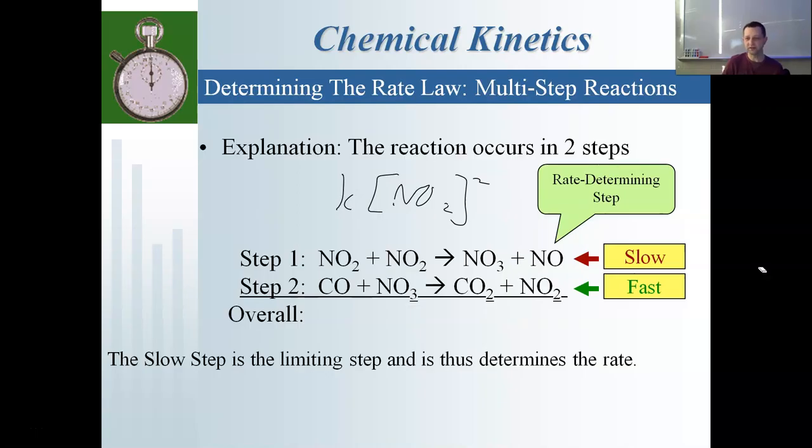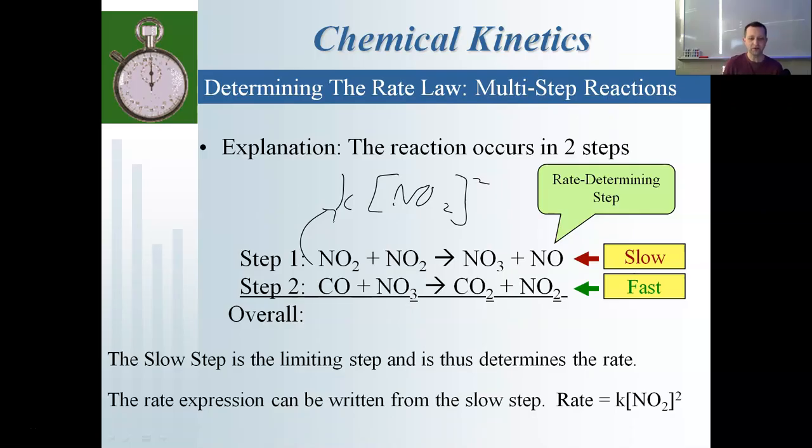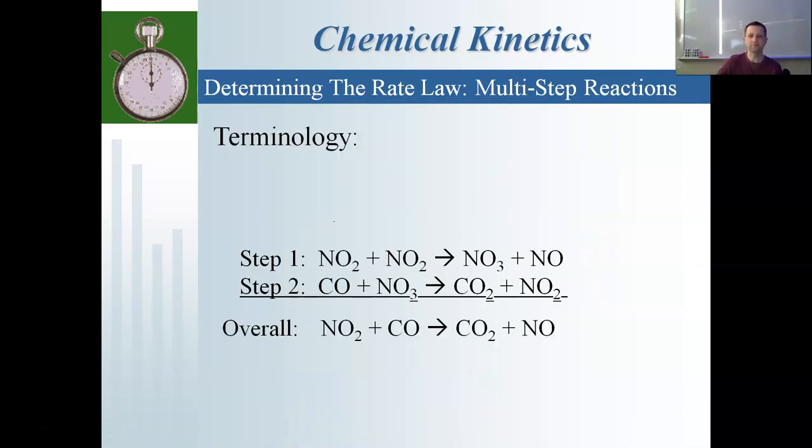Slow step is your rate determining step, and that's where you get your rate law from. Okay? You're not getting the rate law from the overall equation. Now maybe the overall equation is your slow step, and it'll work out that way. But a lot of times when you have that multi-step reaction, one of these steps in the mechanism is going to be your slow step. That's your rate determining step. That's where you get your rate law from. Okay, so there we go. Rate expression can be written from the slow step, which is k times NO2 squared.